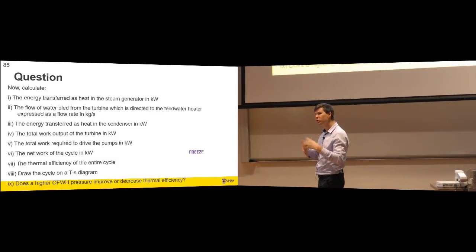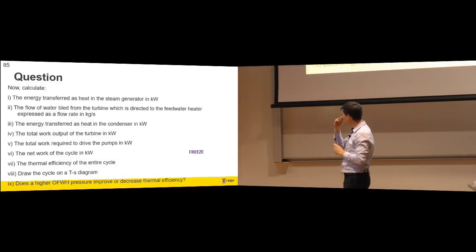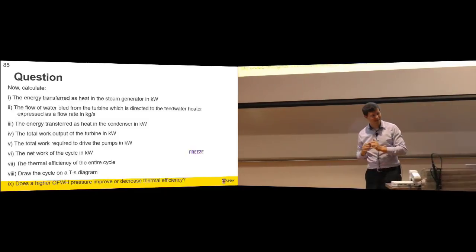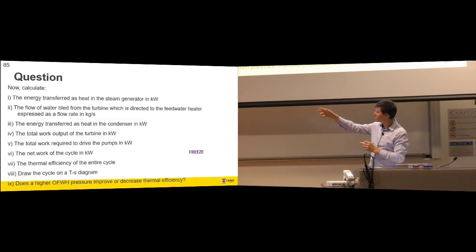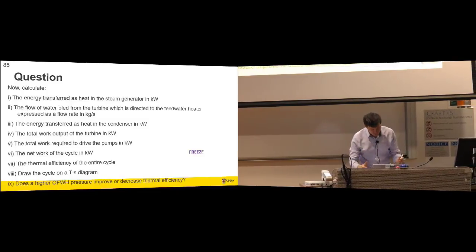The open feed water heater produces no work. It has no shaft from which to produce work. And ideally, in an ideal case, it would be adiabatic. So we'd only have heat transfer in our steam generator and in our condenser. So let's talk about what we would do here.